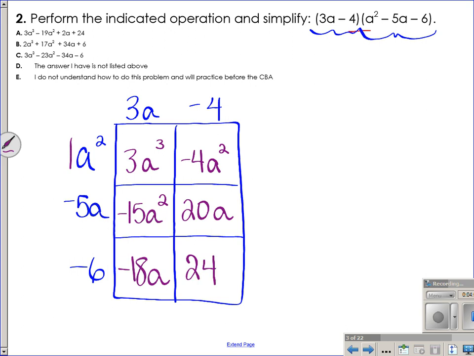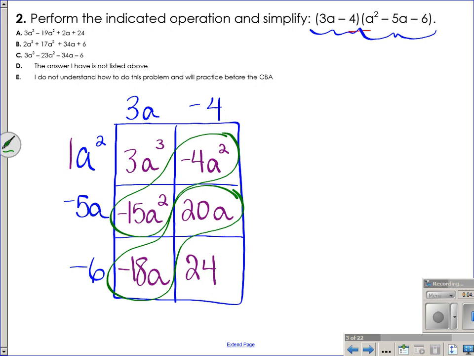So now our goal is to combine like terms. So I see that I have a squareds here and here. So those two will go together. And I have just an a here and here. So those two will go together. The other 2 terms, the first and the last, are by themselves.